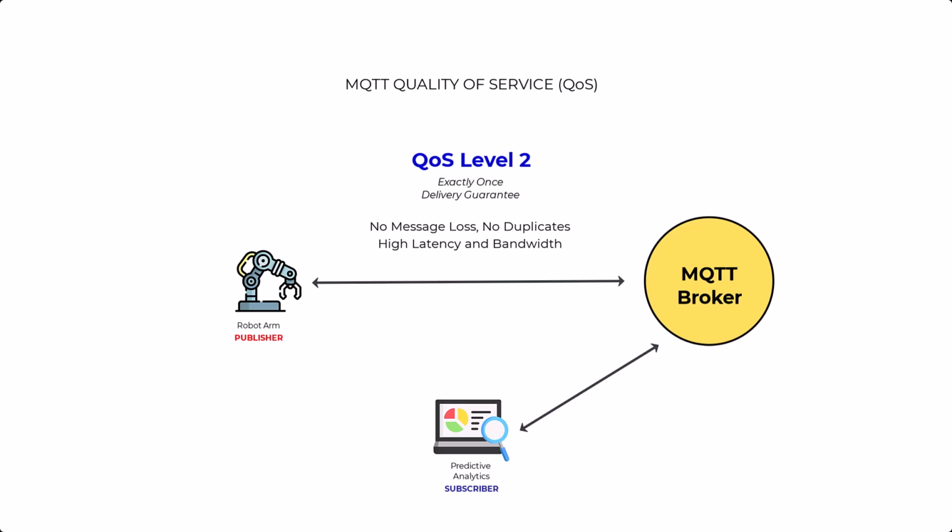However, QoS level 2 is crucial for applications where duplicate message delivery could cause serious issues, such as in financial transaction processing. As a general rule of thumb, avoid using QoS 2 unless it is absolutely critical. The high efficiency cost may not be justified for many applications due to the increased latency and bandwidth usage.